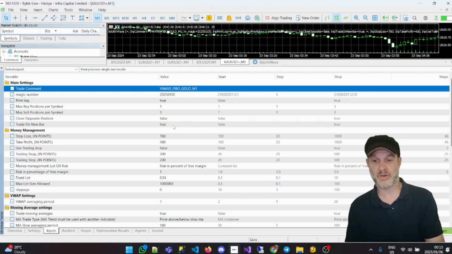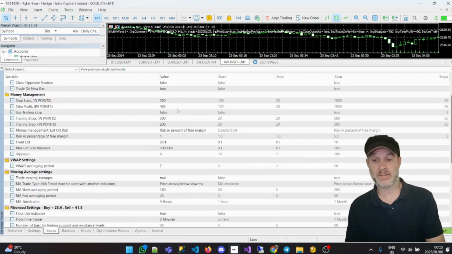Next up is trade on new bar. I always leave this at true, but if you want to do some intra-bar trading, like have multiple positions open on a single bar, then you will set that to false. Else what it will do is wait for a new bar to open, evaluate the previous bar, and open a trade.